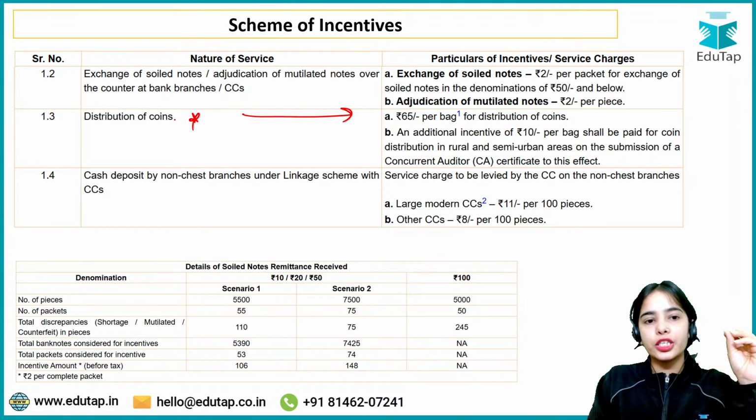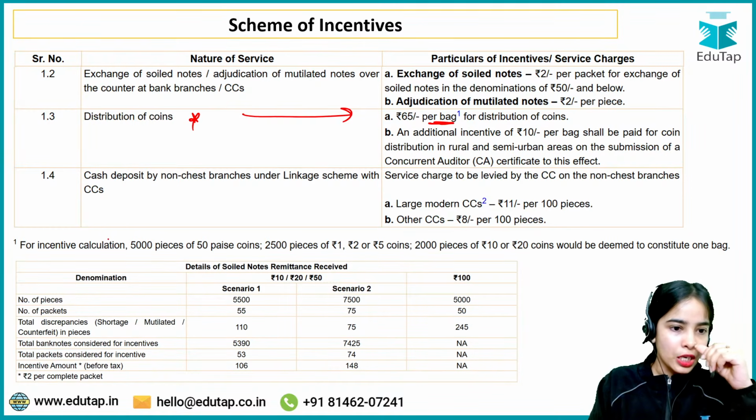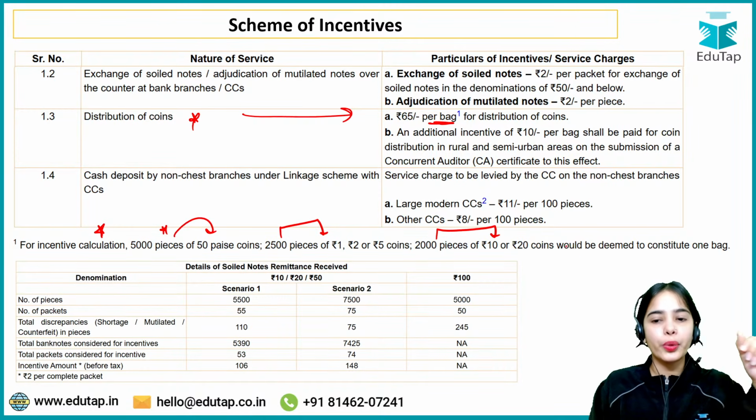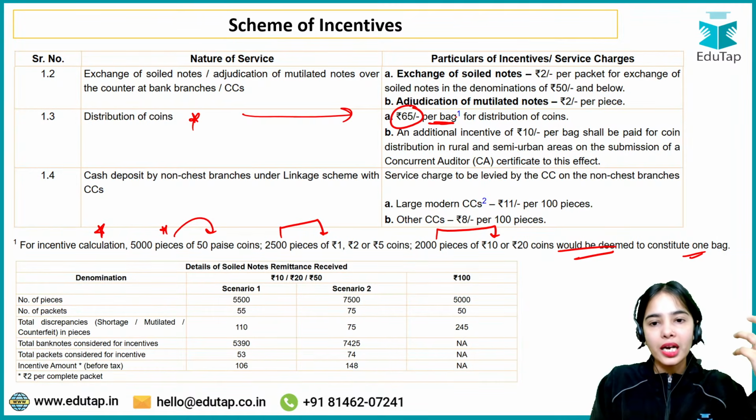So basically, distribution of coins, what is one bag of coin? So for incentive calculation, 5,000 pieces of 50 paise coins, 2,500 pieces of 1 rupee, 2 rupee, 5 rupee coins, and 2,000 pieces of 10 rupee or 20 rupee coins would be deemed to constitute one bag. Okay, and 65 rupees per bag. This is the incentive for the distribution of coins, 65 rupees per bag.